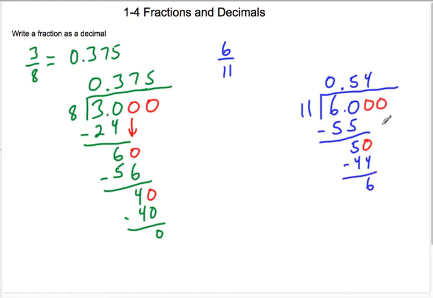So we're going to need another 0 to bring down. 11 goes into 60 5 times. And so at this point, you may realize that it's just going to keep happening over and over, because we're going to get a 5, and then we're going to have to bring down another 0. And that's going to go in 4 times. And so as you can see, we're going to have a repeating pattern of 5 4. And so what we say there is 0.54 with a line over any repeating digits.